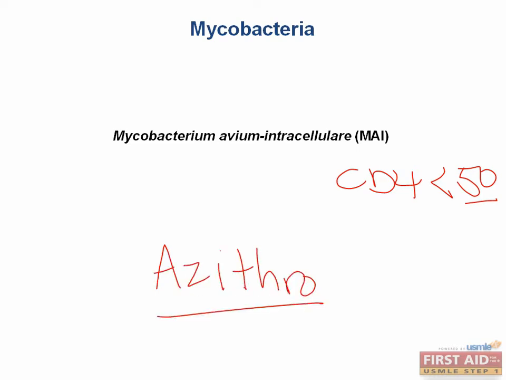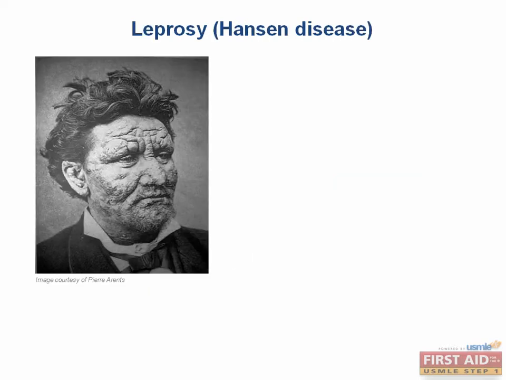Mycobacterium kansasii is very rare. It causes symptoms similar to Mycobacterium tuberculosis. Another Mycobacterium species that is sometimes tested on the boards, Mycobacterium leprae, causes the disease known as leprosy or Hansen's disease. Leprosy is a granulomatous disease affecting the peripheral nerves and skin. Left untreated, it can cause permanent damage to nerves, skin, limbs, and eyes.